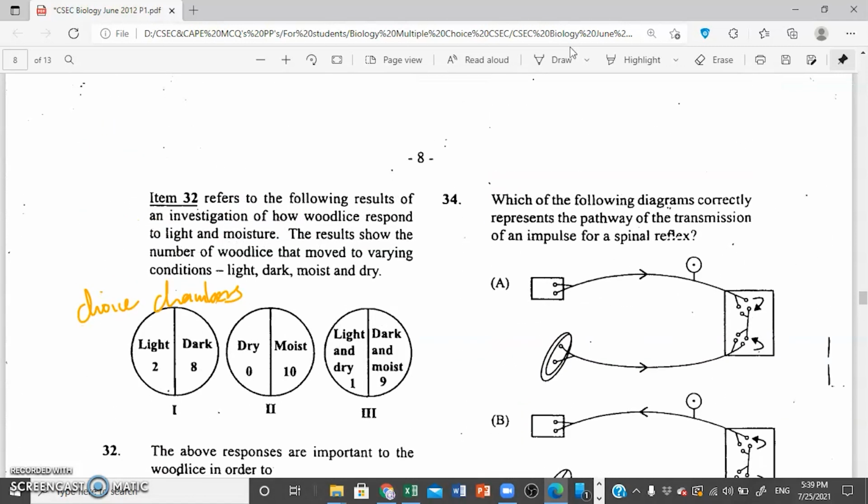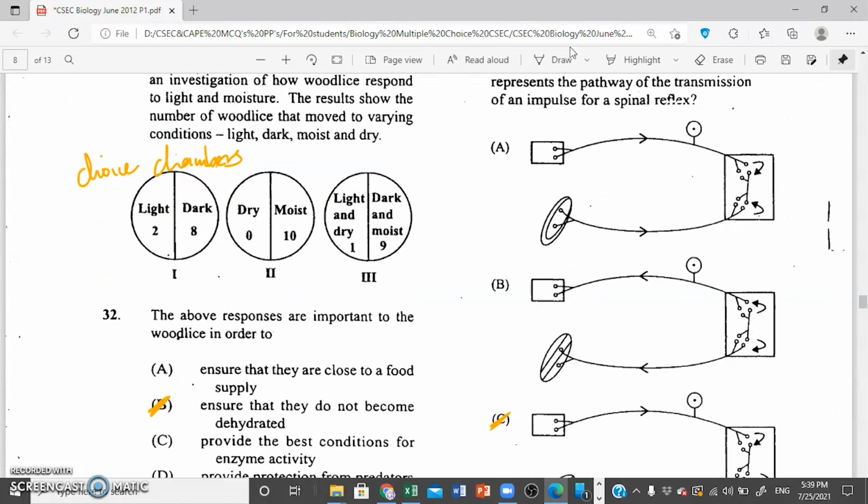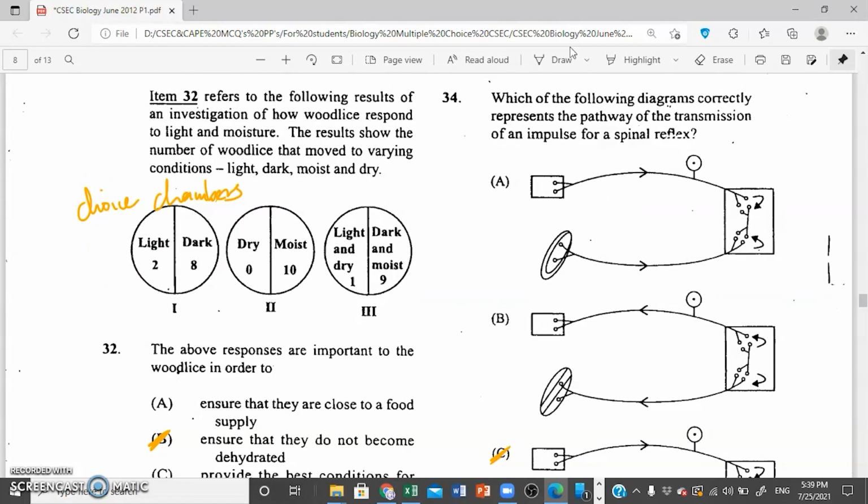Right. Number 34. Which of the following diagrams correctly represents the pathway of the transmission of an impulse for a spinal reflex? So look at the arrows, and you also need to look at this structure here, this bulge. This here would represent a sensory neuron. This one would be a motor neuron, and in the middle you would have a relay neuron. So the arrows are telling you that this is the receptor.